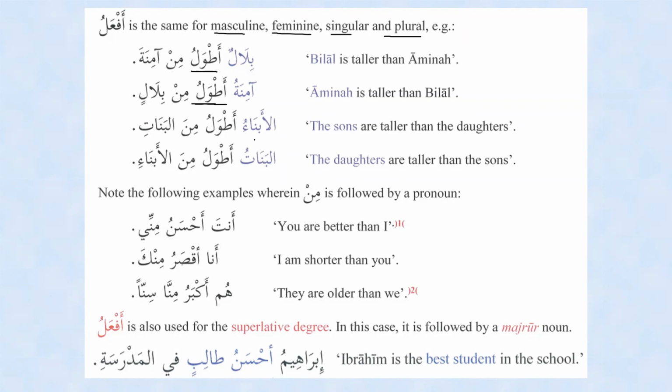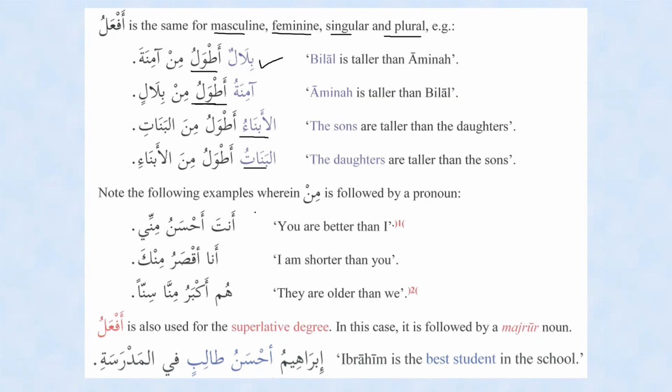And even for the plural, al-abna'u atwalu min al-banati, the sons are taller than the daughters. And similarly, al-banatu atwalu min al-abna'i, the daughters are taller than the sons. So now we can see here that for the singular noun and also for the plural noun, we are using the same pattern, which is af'alu.